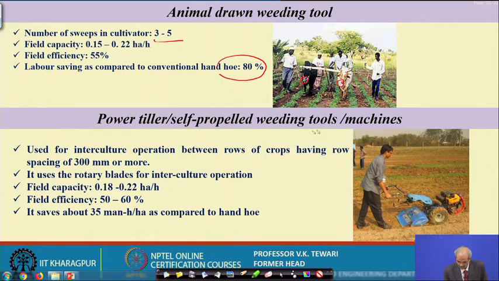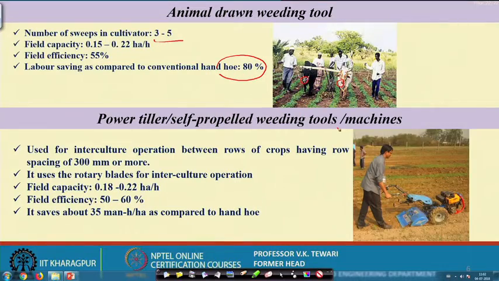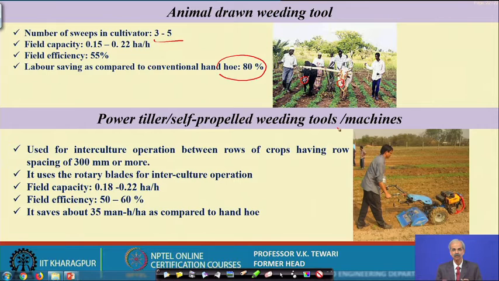Power tiller and self propelled weeding tools. Now, power tillers or small powered machines are used like this, where it is possible and where the rows are wider, as it is easy to use. Here the field capacity is very high, you are getting 0.2 hectare per hour, and field efficiency about 60%. You can see that the field efficiency of these machines does not go above 60-70% at the max, particularly for weeding in this case.